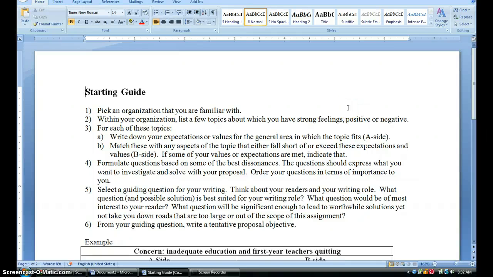The starting guide is the first part of the proposal project, and it is an excellent tool for helping you pick a proposal topic that works well. I use the starting guide in most projects I do, regardless of whether they are proposals or not, because the starting guide helps you ground your problem discussion very thoroughly and in a way that is compelling for the audience.